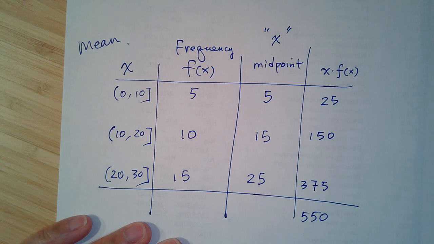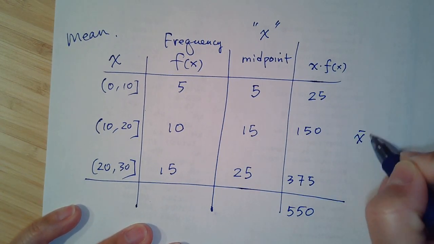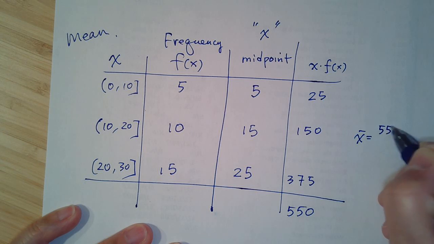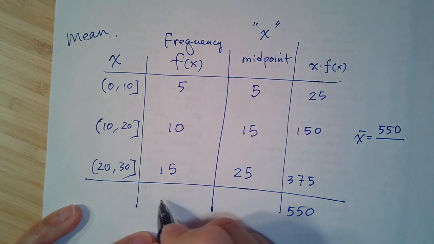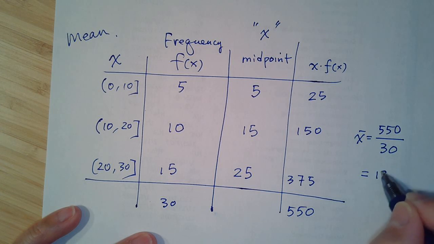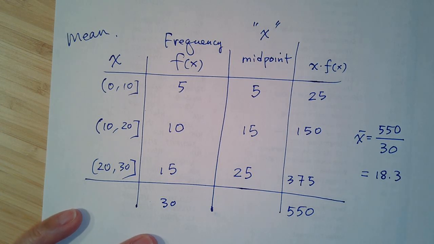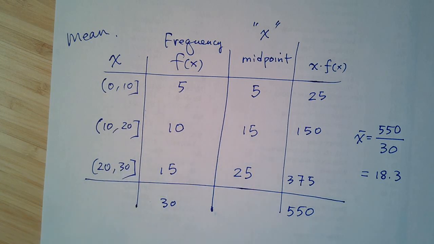The total of all the products, so our x bar will be 550 divided by, let's add the frequencies. So that's 15, 15, this is 30. So there are 30 numbers altogether. Okay, so the answer is 18.3. That's the best you can do. There's really nothing else you can do, because you lost information when you are given this. You don't really have the information of the original data.